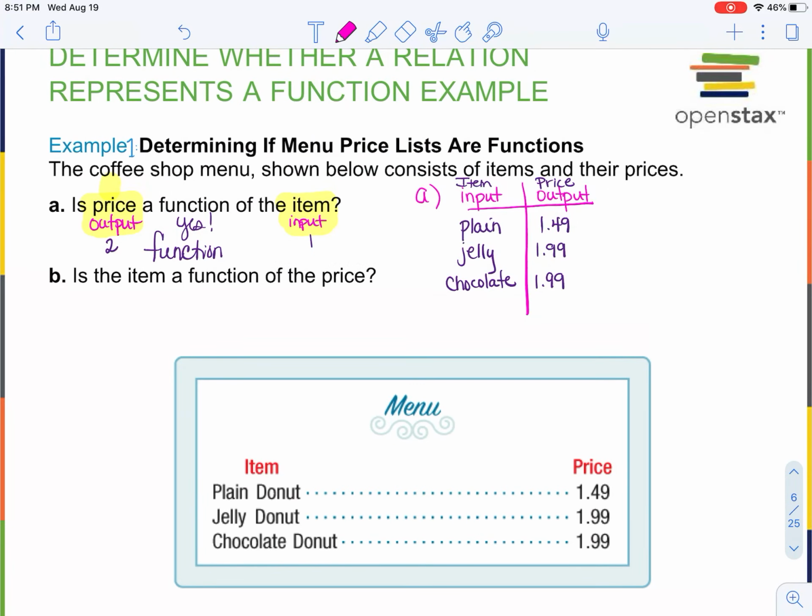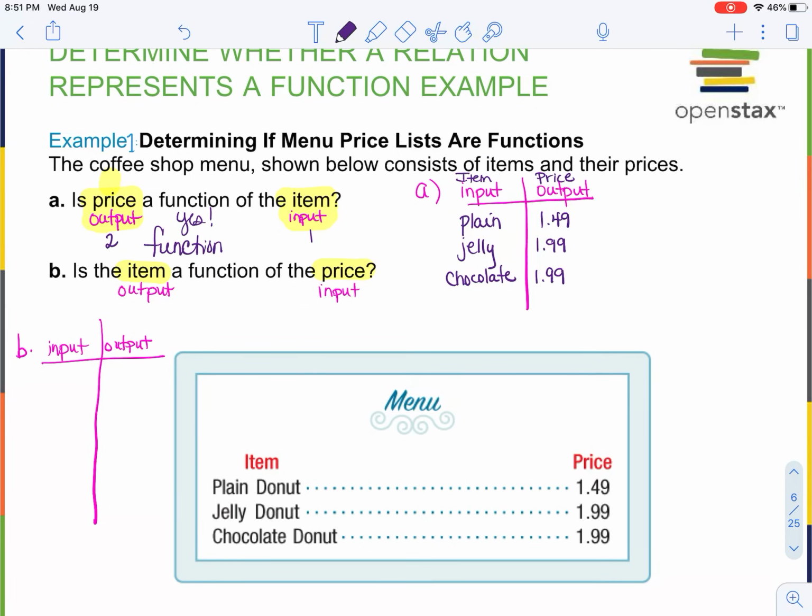Now let's look at B. In this case, it says, is the item a function of price? So remember, is the output a function of the input? So in this case, input or the x's, output or the y's. The input this time is the price. So the price is on the left and the item is on the right. So this time we start with the prices.